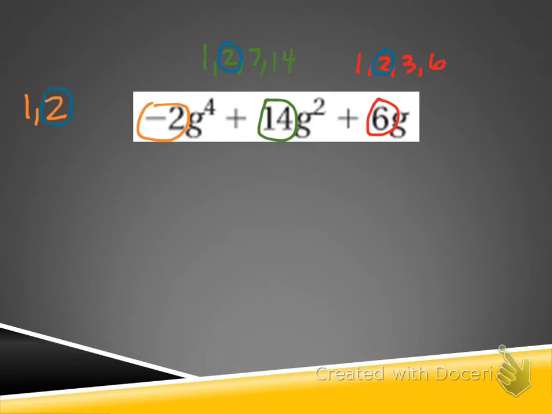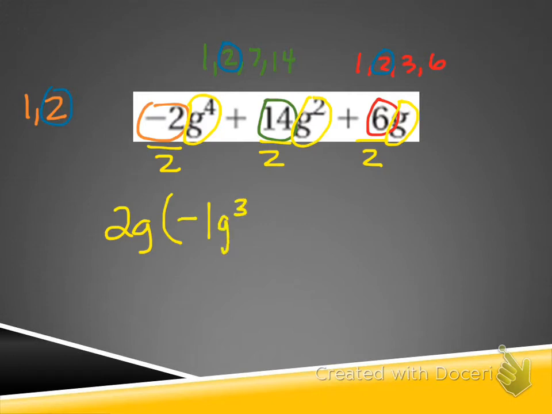So I'm going to factor out a 2, but look at my variables. I have g to the 4th, g to the 2nd, and g. And I have 4 available, 2 available, 1 available. That means I can pull out 1 g from each. So I'm going to pull out a 2, but I'm also going to pull out a g. So when I do that, I'm going to get negative 1 g to the 3rd, because negative 2 divided by 2 is negative 1, and I pull out a g. 14 divided by 2 is 7, and I pull out a g, so it's g to the 1st, but we don't have to write the invisible one exponent. And then 6 divided by 2 is 3, and since I pulled out the only g, all I have left is that 3. So that is how you find the greatest common factor.